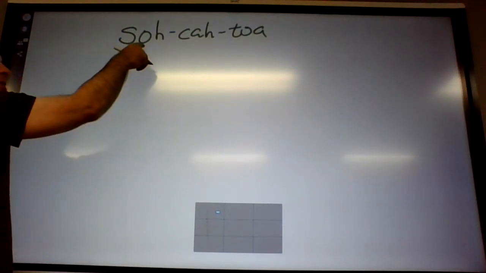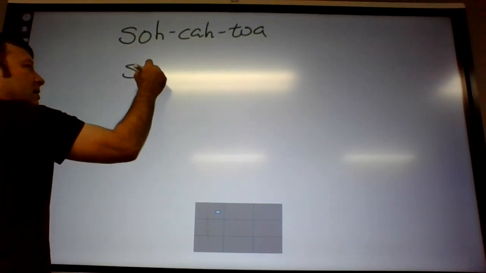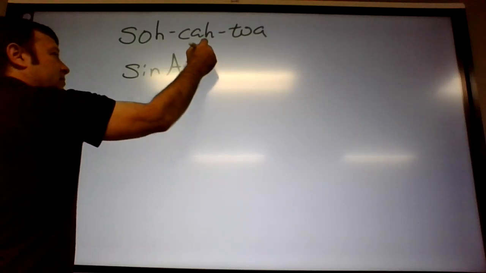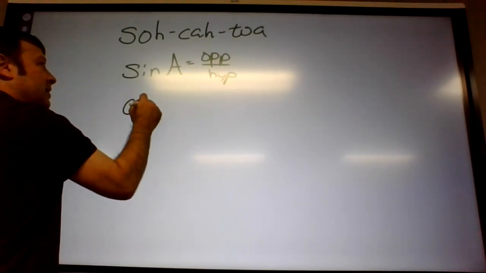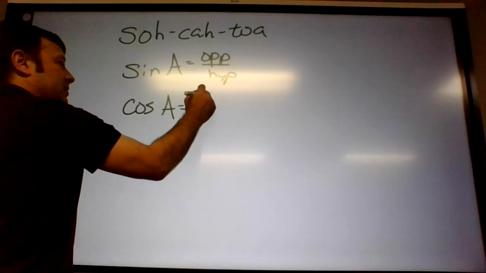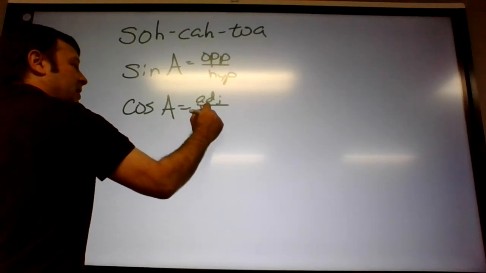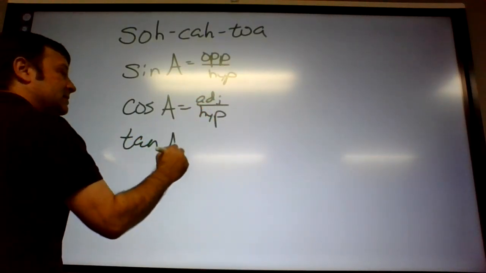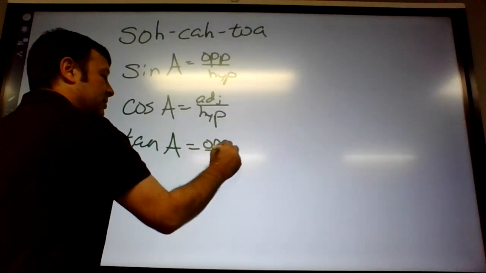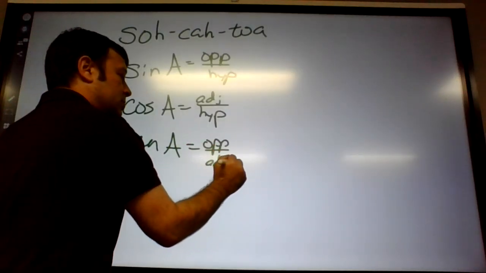All right. What does SO stand for? Sine of an angle equals opposite over hypotenuse. Cosine of an angle is supposed to equal adjacent over hypotenuse in the right triangle, and tangent is equal to opposite over adjacent.